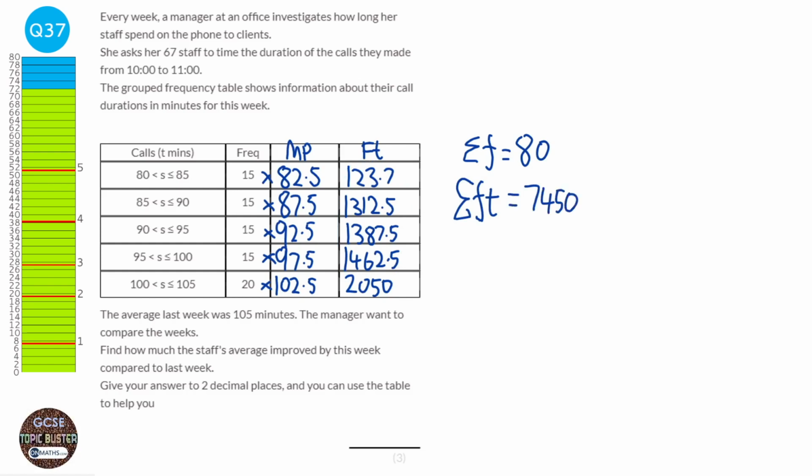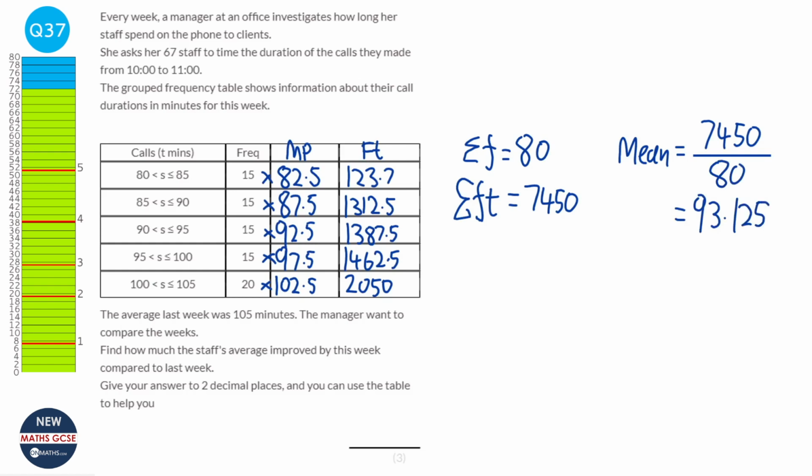So what this column represents is all the numbers added up together, and this column represents how many numbers we have. So to find the mean, it's all of the numbers added together, which will be 7,450, over the amount of numbers we have, which is 80. So when you do that, we get 93.125.